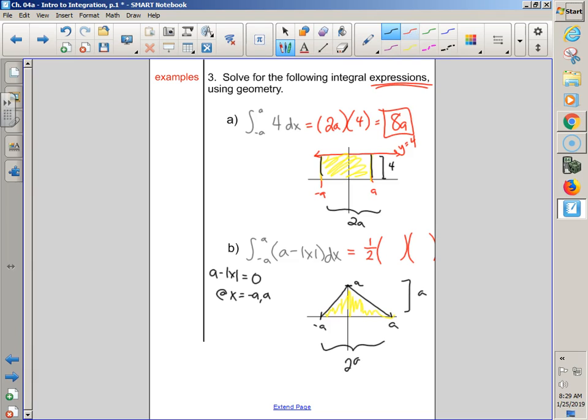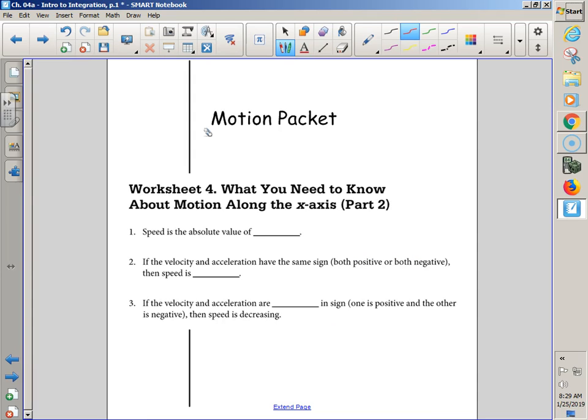Did you guys get the 2 and the A? But don't forget your 1/2 base times height. So A squared. We got it? Go team. High fives all around. Who got stuck on this in some way, shape, or form last night? Ah, but now does it make sense? Go team. Motion packet.